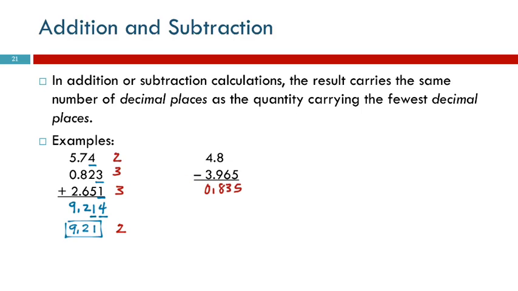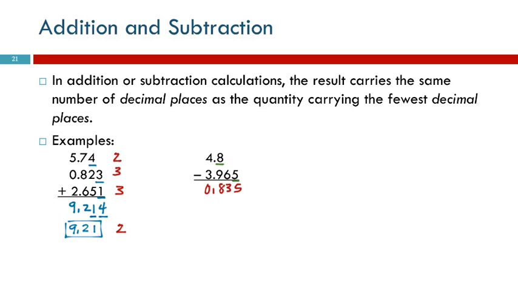Well, let's first identify the uncertain digits. 4.8, which has uncertainty, the 4 or the 8? The 8. And in 3.965? The 5. Okay, so as we go across, which is the first column that has an uncertain digit in it? It's this column with the 8 and the 9, right? We want to keep the first column that has an uncertain digit.